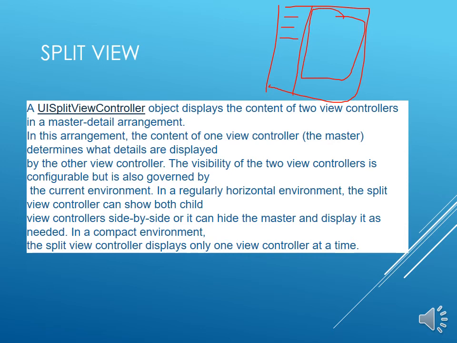On button 1, it will show one data. On button 2, it will change to another data. So the visibility of the two view controllers is configurable but is also governed by the current environment. In a regular horizontal environment, the split view controller can show both child view controllers side by side, or it can hide the master and display it as needed. In a compact environment, the split view controller displays only one view at a time.